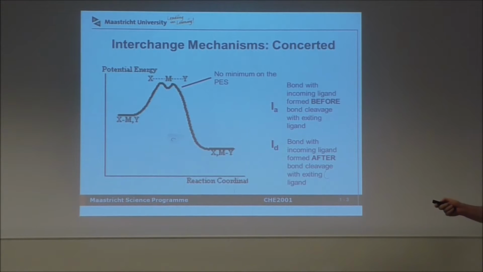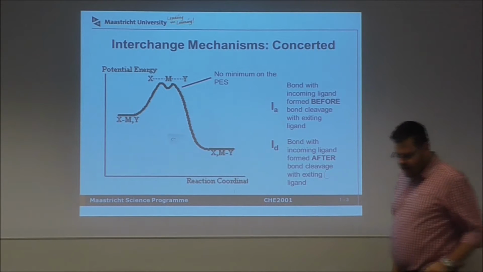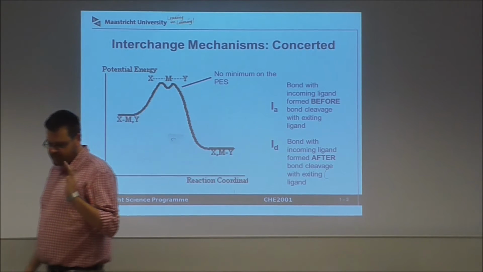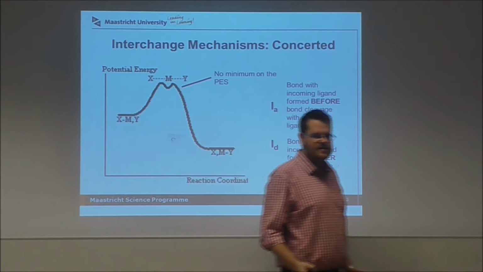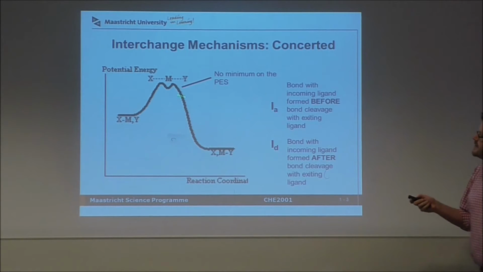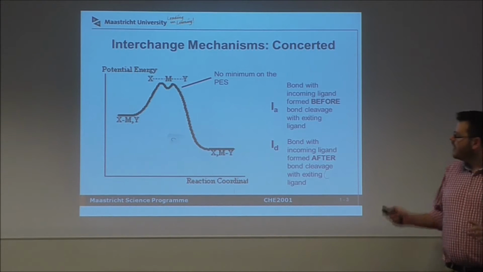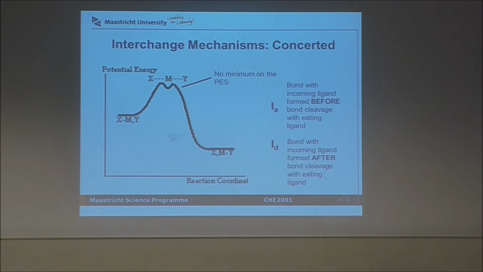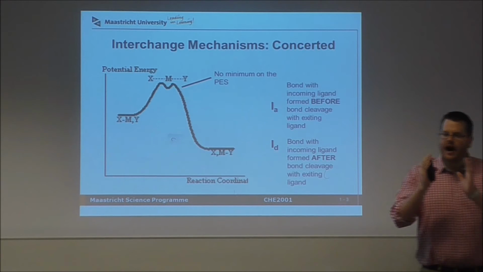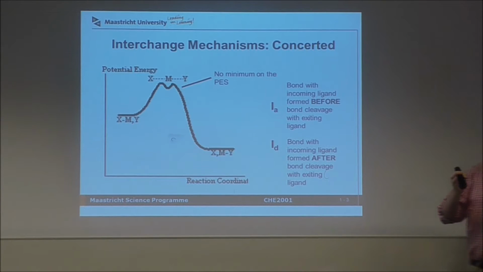Now, in contrast, if you look at an interchange mechanism, there is no real intermediate per se. It's essentially a transition state. It's a concerted substitution mechanism. So this, I guess, is similar to what you call SN2 in organic chemistry. Now, there's 2 types of interchange mechanisms that we have. We have an IA, which somehow resembles an associative mechanism, and an ID, which resembles a dissociative mechanism.